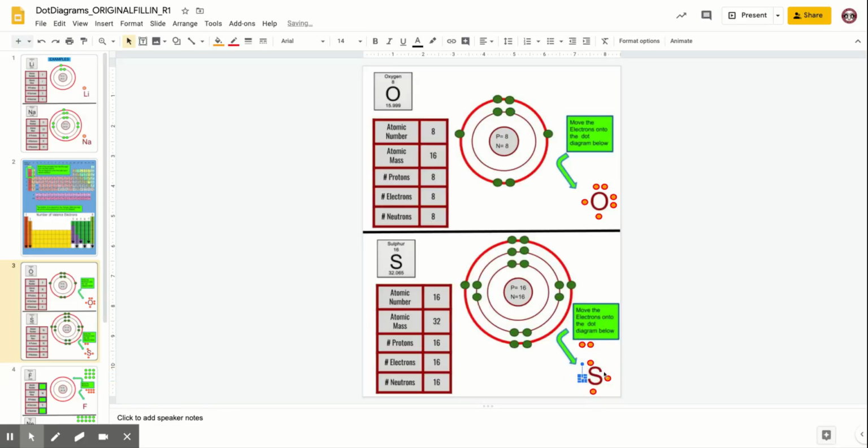So I went over and did all 4 sides, and then I'm going to go back to the beginning and put them right next to it, as so. And there you go. Now you have a nice little dot diagram for sulfur.